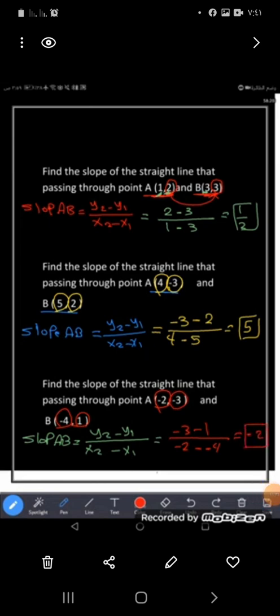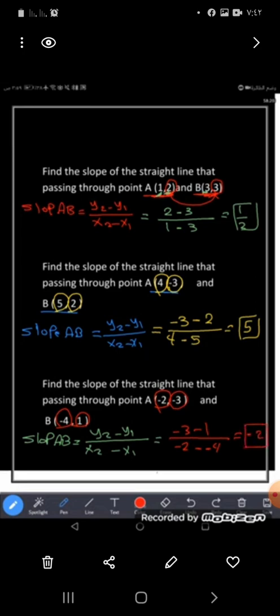Find the slope of the straight line that passes through the points (1, 2) and (3, 3). We have to remember the slope for any straight line equals y2 minus y1 over x2 minus x1. Then I can get 2 minus 3 up, then I put down 1 minus 3. Then I get slope equal 1 over 2.